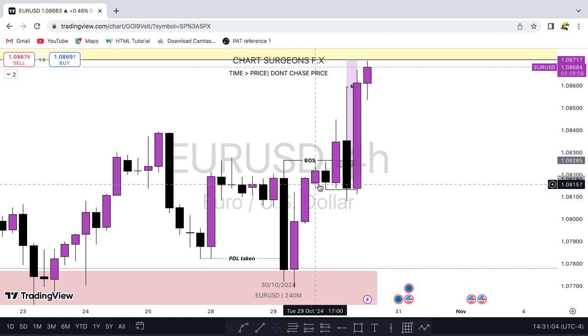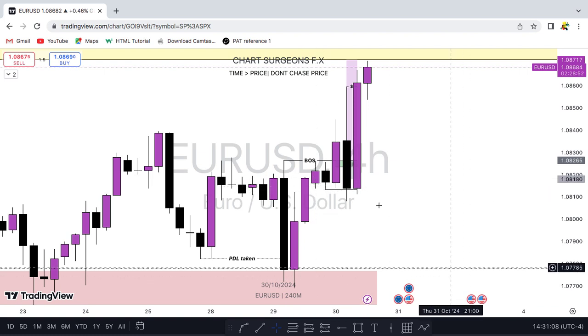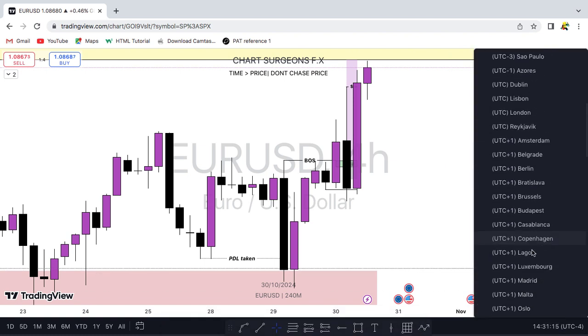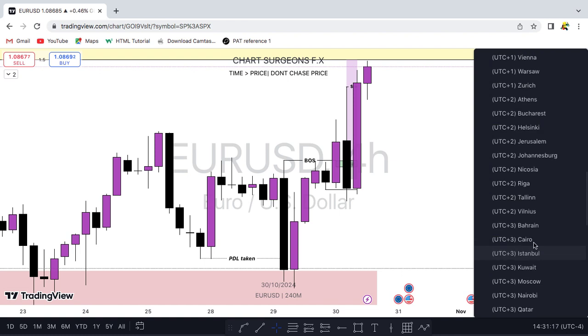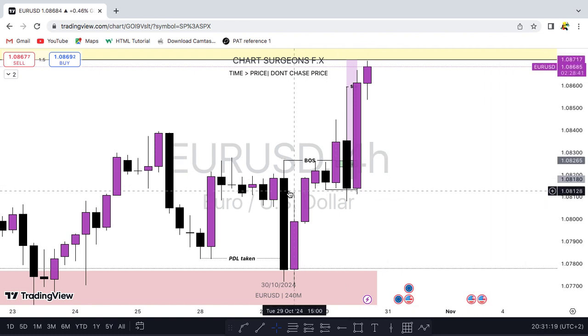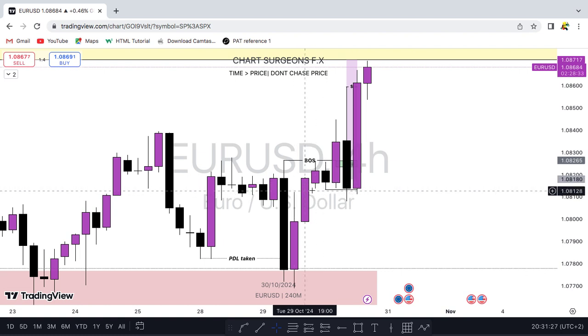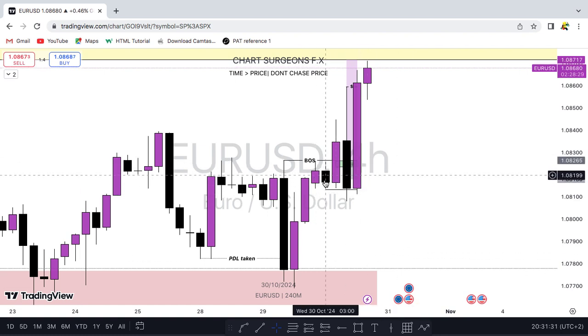And especially like I mentioned the last time, this happened around 2100 hours, which is like 9 o'clock New York time. If we look at our time, that would be around 3 o'clock in the morning. So now we know that banks don't operate at that time. So even though this liquidity was taken here in this fair value gap, we should have not considered it to be valid because the banks were not involved.